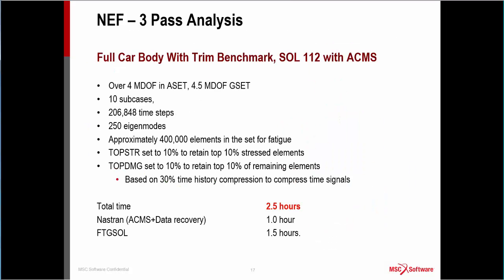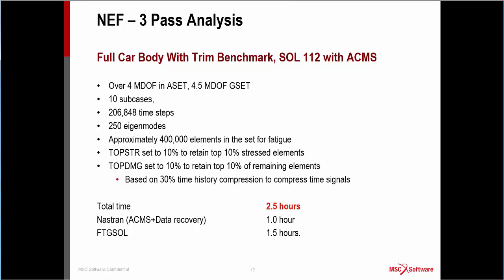Full car body. This is typical up here in Detroit. It'll be a Solution 112, the modal transient. And actually, this one's 4 million degrees of freedom. That's really rather small. But even at that size, you want to do fatigue filtering. That's standard capability in DTLIB, and we have that enabled inside NEF, where the first step, of course, is to filter on element stresses and damage. Then you go through and you compress the time history, which is another filtering step. And then when the final results come out, you go back and do a complete fatigue analysis on the remaining elements.